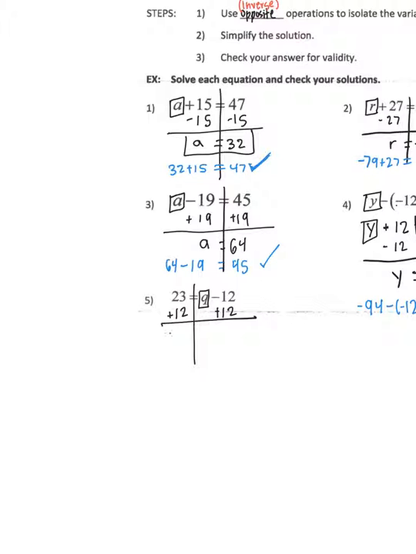23 plus 12 gives me 35, and negative 12 plus 12 is 0, so all I'm left with is q, and that's what I wanted. I get q is equal to 35. So if I plug that in, I should get 35 minus 12 equals 23. So again, that is true. That's what we wanted. Okay, so now let's look at some examples with multiplication and division.